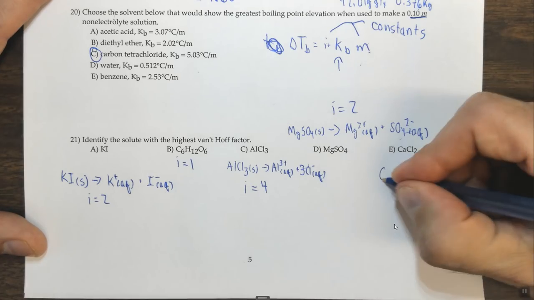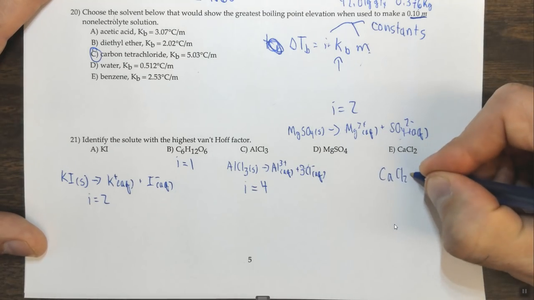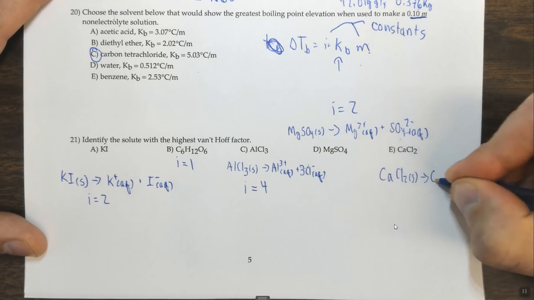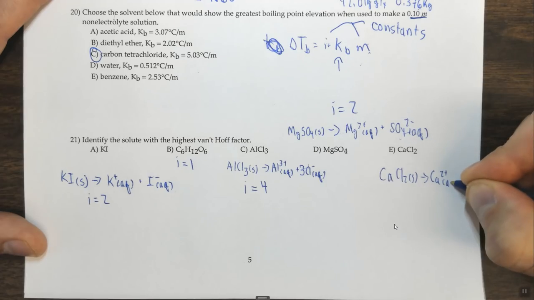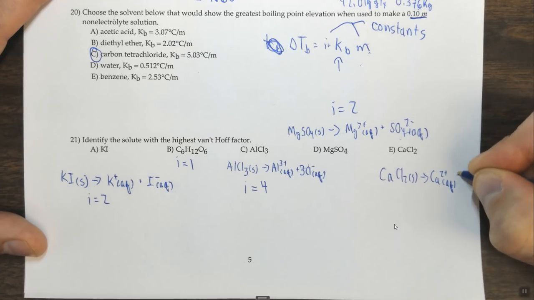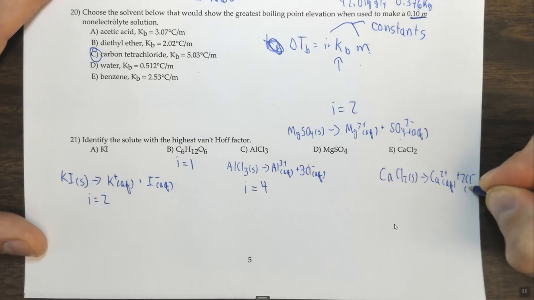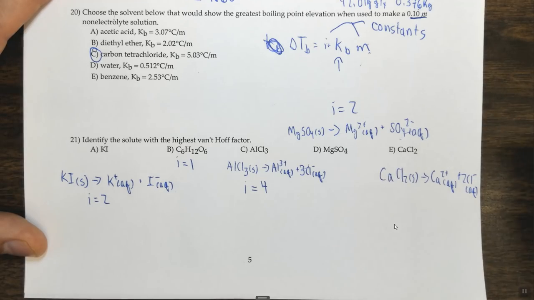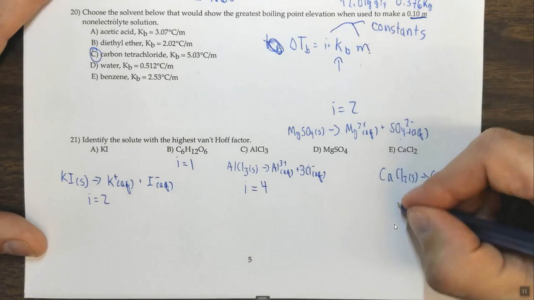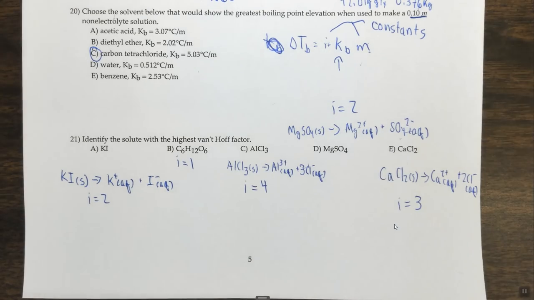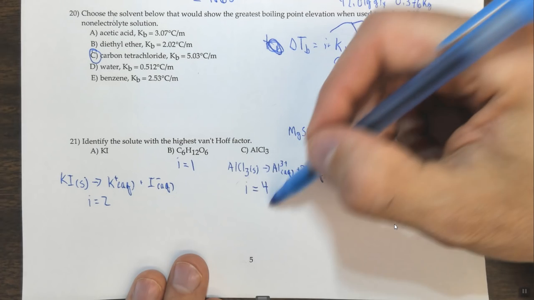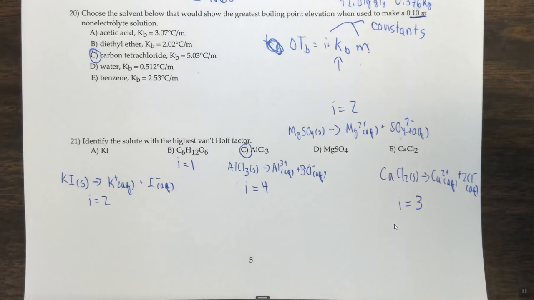Calcium chloride, CaCl2, solid, breaks up into Ca2+ aqueous plus 2 Cl minus aqueous. Running out of space here, but it breaks up into 1 calcium and 2 chlorides, or a total of 3 things, so i equals 3. In this case, the highest Van't Hoff factor is AlCl3 because it breaks up into 4 things in solution.